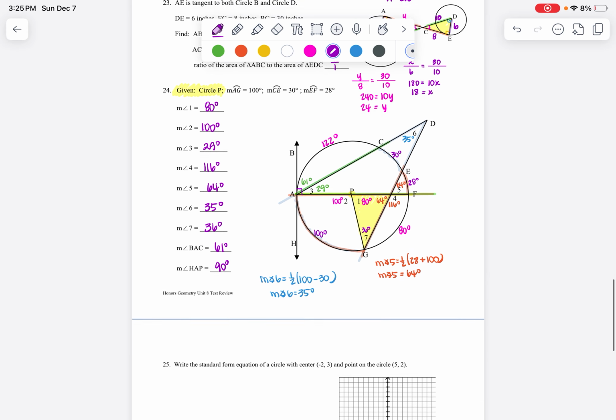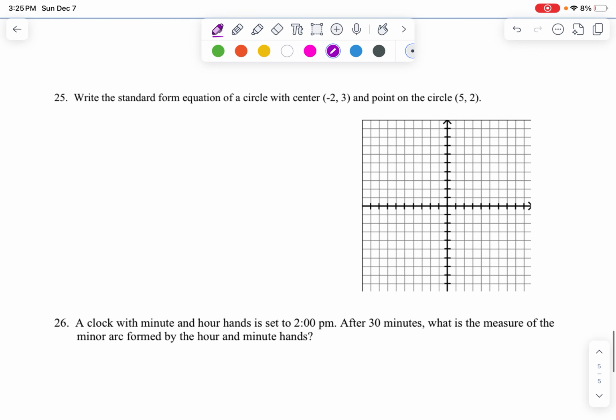All right, see if I can get through the last page before my iPad dies. Here we go. Our last page is just circles, right? So this was our last day of notes.